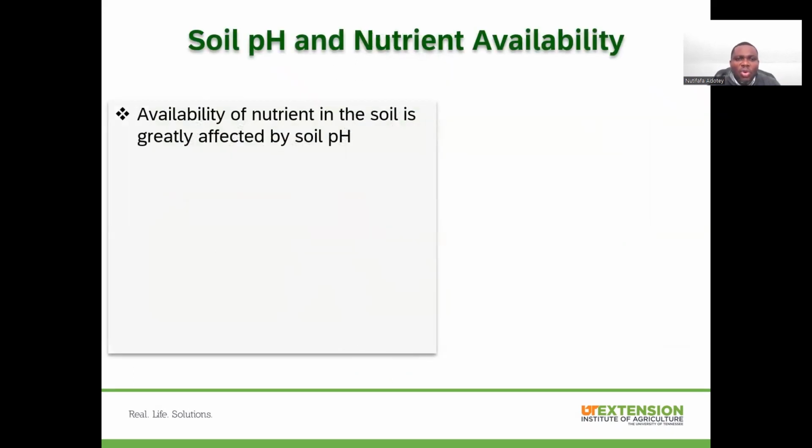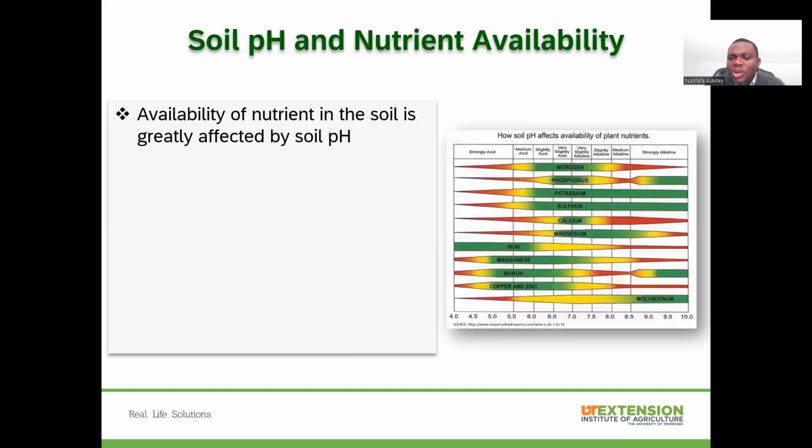Now, where I want to focus a whole lot more is the relationship. So what is the relationship between soil pH and nutrient availability? The availability of nutrients in the soil is greatly affected by soil pH. So if we look at this chart here, on the bottom of the chart is soil pH in increasing value. And the width of the bars that run from east to west, the wider the bar, the more available that nutrient is at that pH. And the narrower the bar, the less available that nutrient is at that pH. Also, the red color indicates that nutrient is less available.